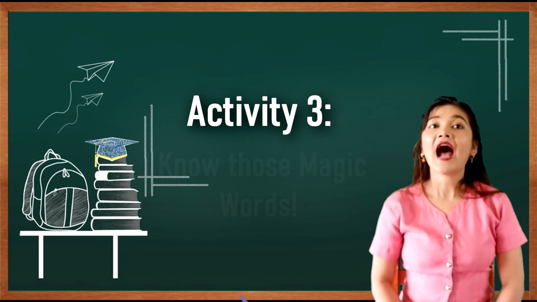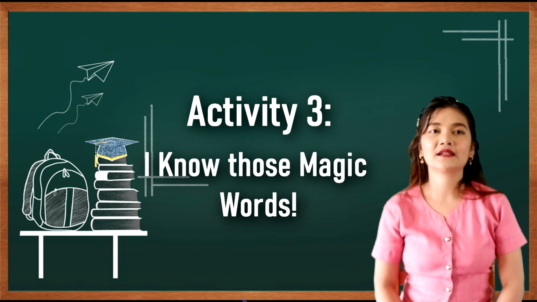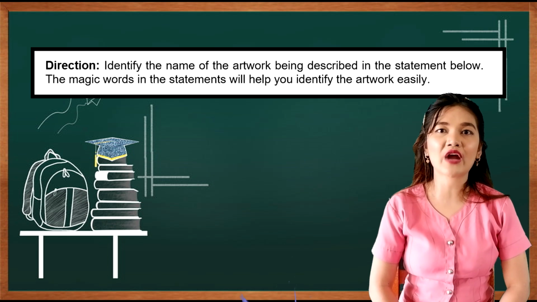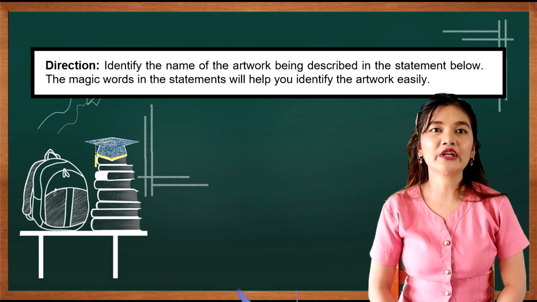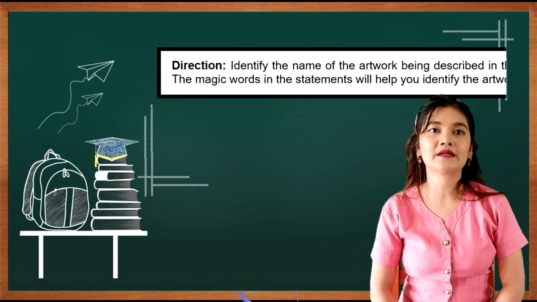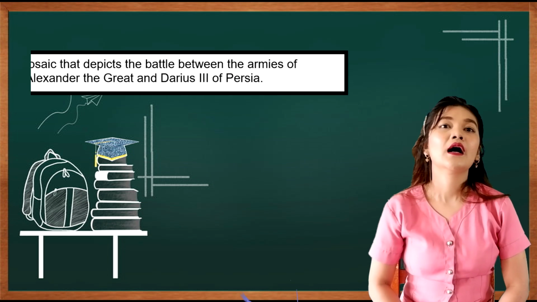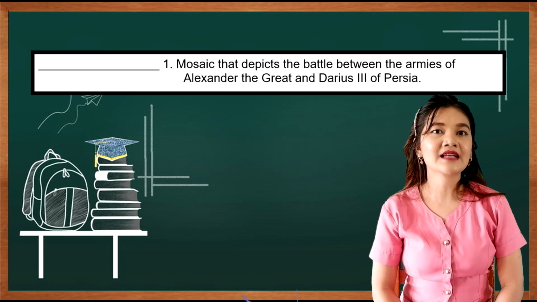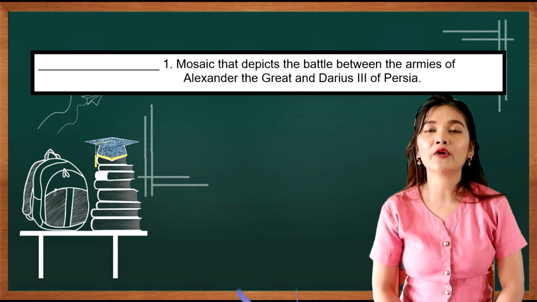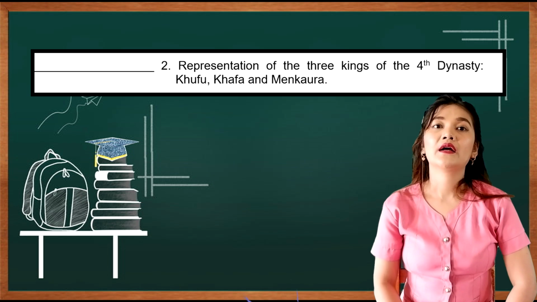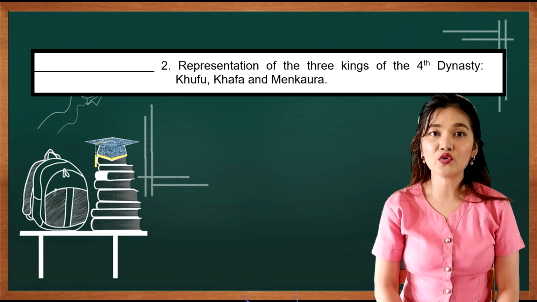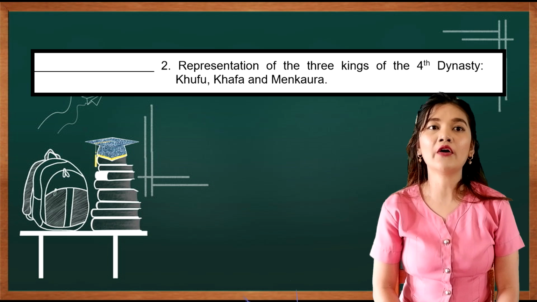Activity 3. I know those magic words. Direction: identify the name of the artwork being described in the statement. The magic words in the statements will help you identify the artwork easily. Number 1. Mosaic that depicts the battle between the armies of Alexander the Great and Darius III of Persia. Number 2. Representation of the 3 kings of the 4th dynasty, Khufu, Khafre, and Menkaure.